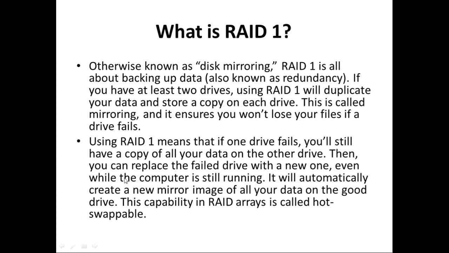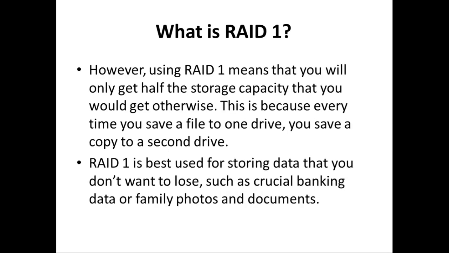Then, even while the computer is still running, it will automatically create a new mirror image of all your data on the good drive. This capability in RAID arrays is called hot swappable. However, using RAID 1 means that you will only get half the storage capacity that you would get otherwise. This is because every time you save a file to one drive, you save a copy to a second drive. RAID 1 is best used for storing data that you don't want to lose, such as crucial banking data or family photos and documents.